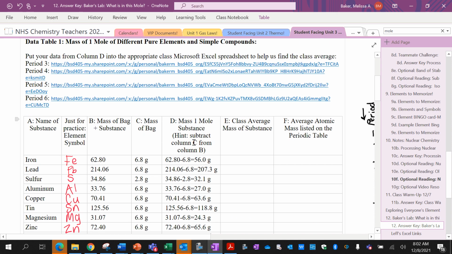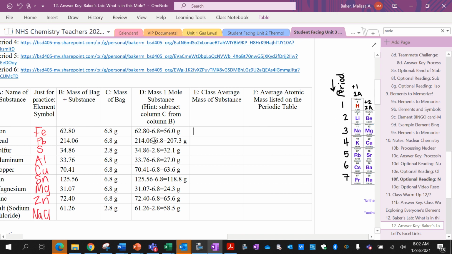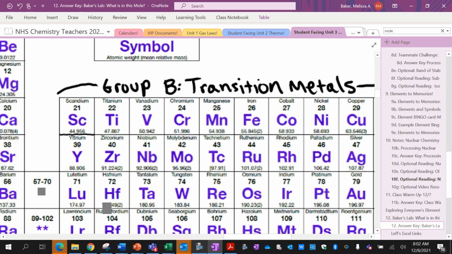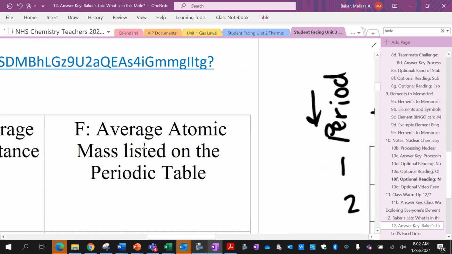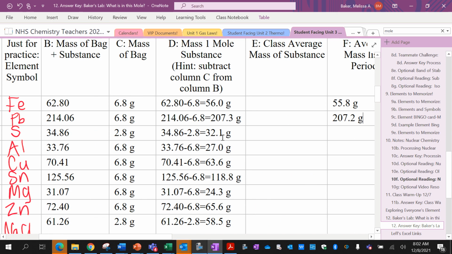Then what we did was we had everybody enter in their column D numbers so we could get the class average for the substances. And so let's pretend that we did that, but we'll just use ours from here. Okay, now we've got to look up what the average atomic mass is for each of these. So iron is, I'm going to round these to 1 decimal, 55.8. And lead is, I actually have this one memorized, kind of sad.